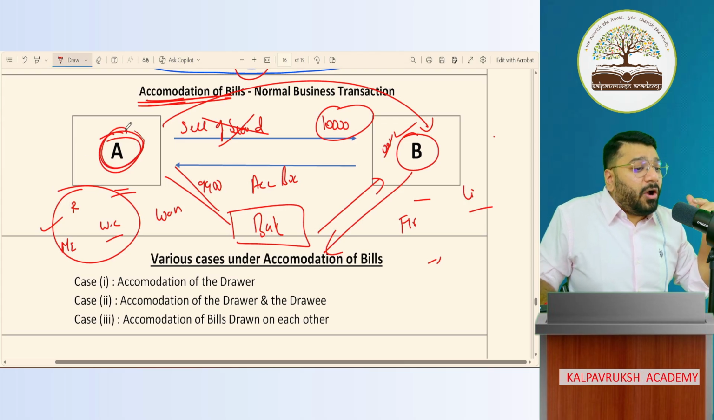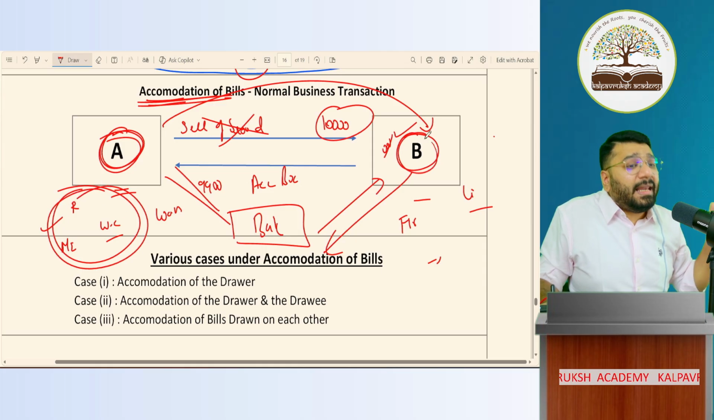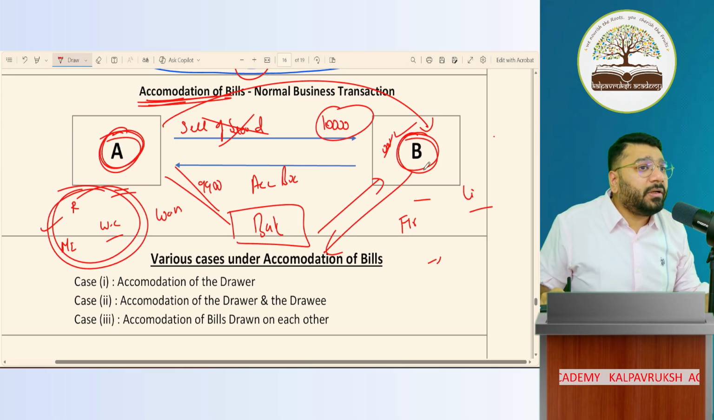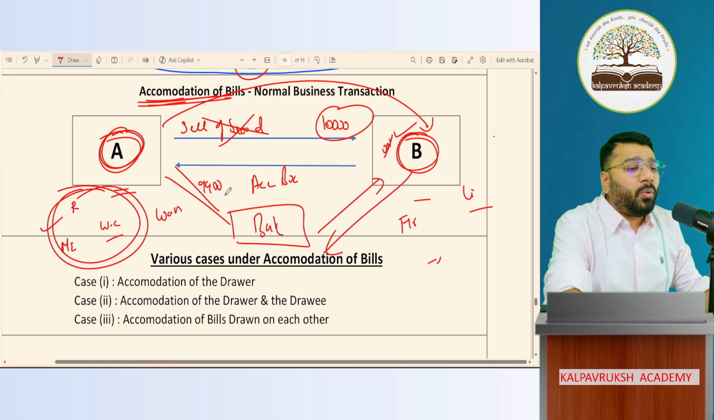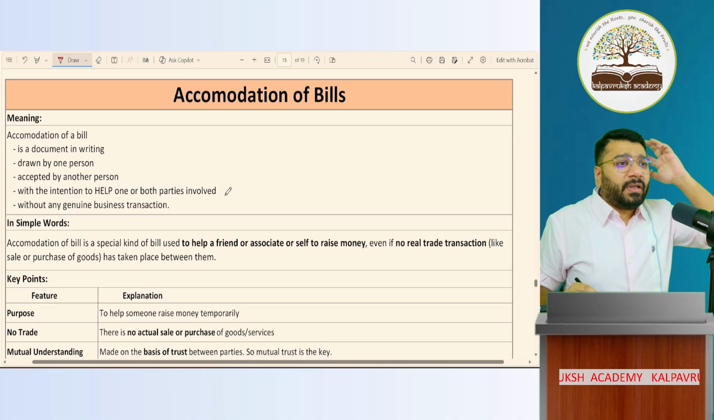Exactly. So A got the help to make payment to all these three parties. At the same time, B's liability also got closed with the help of A. Got it, not got it? This entire concept is called accommodation of bill. What is it called? Accommodation of bill. Now let's read the meaning, then we'll go to the entries.